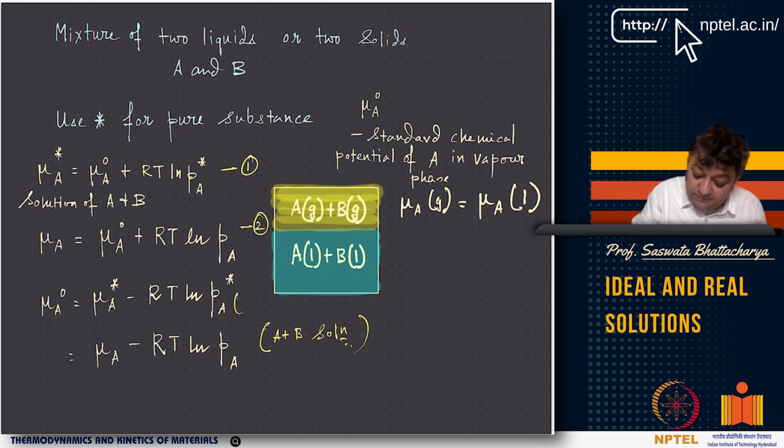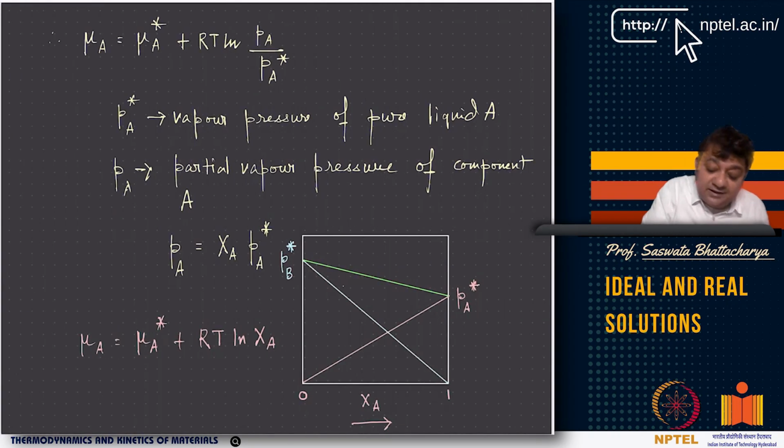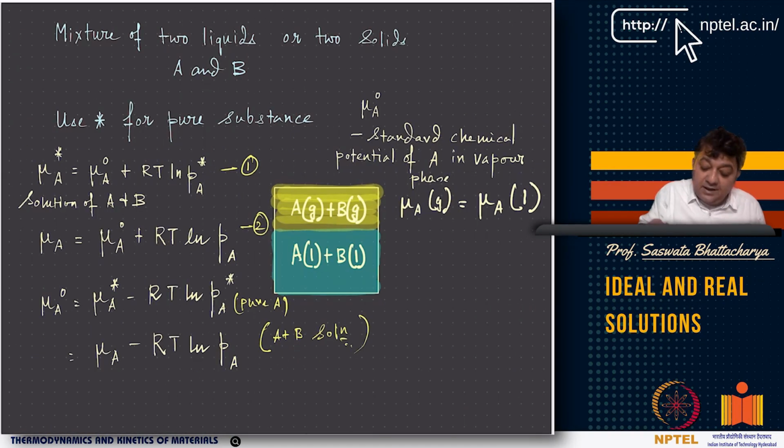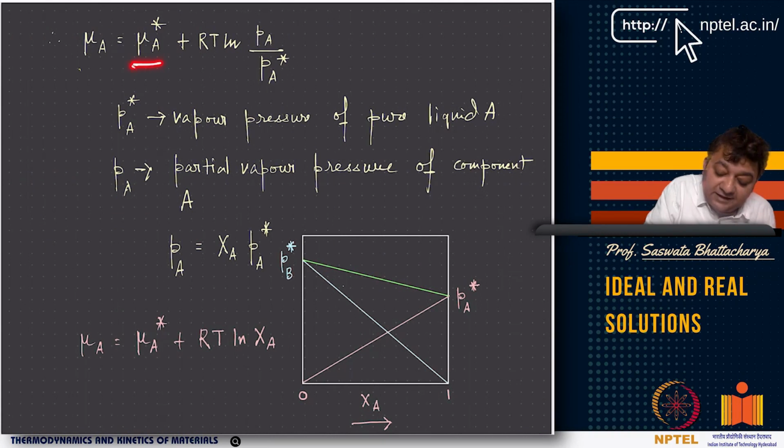Right here, I am considering pure A. Now, if you see, this is both mu A 0, so I can equate this. So what I get, mu A 0 is eliminated, and now you get mu A star, which is again the pure form, the chemical potential of A in the pure form, and which is equal to mu A, which is the chemical potential of A in this mixture, plus RT ln PA by PA star.